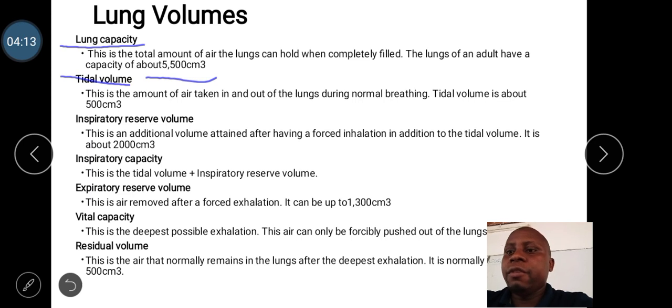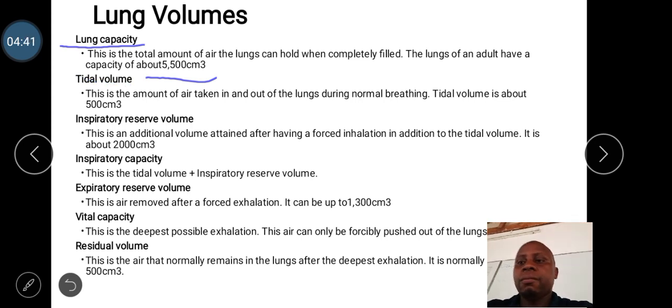Now, the tidal volume is the amount of air that we take in during normal breathing. We take in and we actually exhale during normal breathing. So during normal breathing, we normally take in about 500 cubic centimeters of air. So this amount of air we breathe in and out during normal breathing is what is known as tidal volume. Okay? Good.